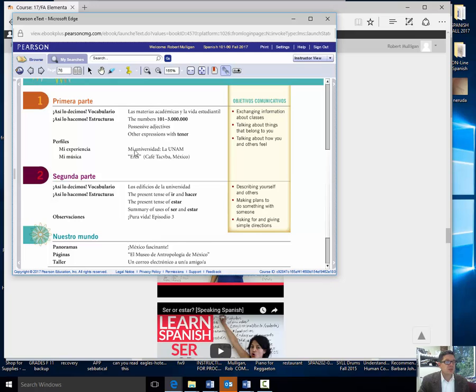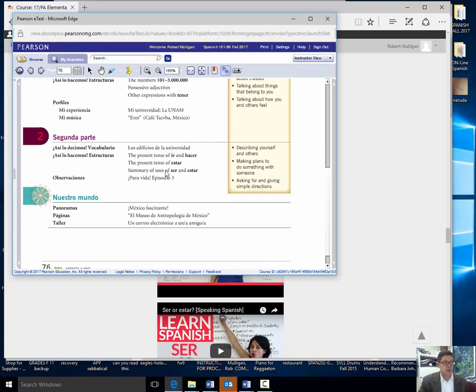We're going to talk about the universities, La UNAM in Mexico. And in the second part of the chapter, we're going to be talking about the buildings at the university. We're going to talk about some new verbs here. The verb ir, which is to go, and the verb hacer, which is to do or make.